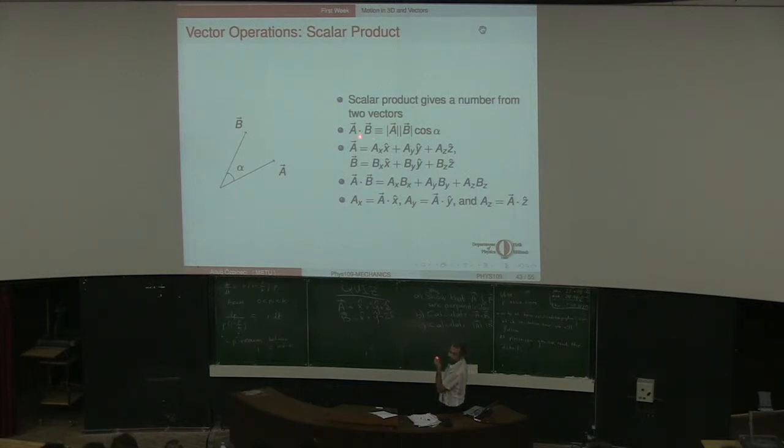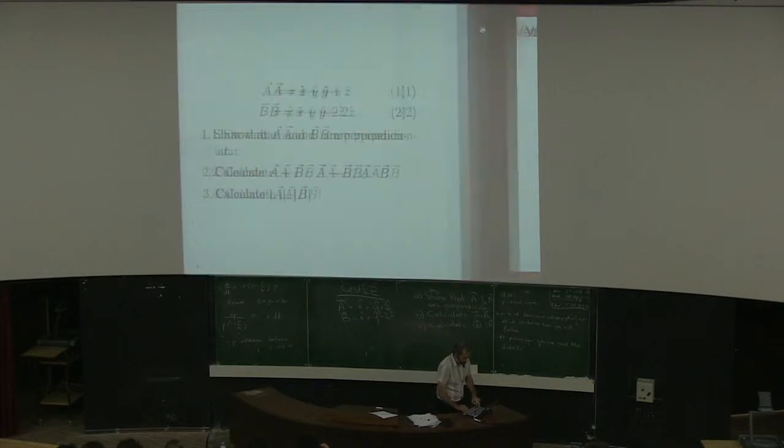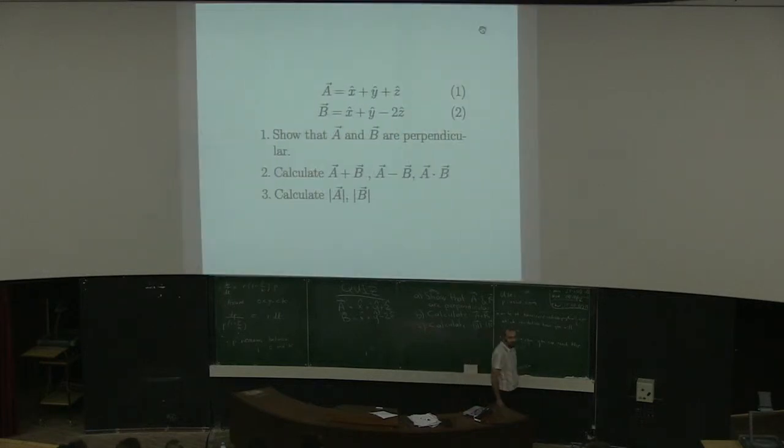If two vectors are perpendicular, it just means the angle between them is 90 degrees. Cosine of 90 degrees is 0. So if you take the scalar product of two vectors and find 0, then the two vectors are perpendicular. Basically, if you calculate this and find that it is 0, you have proven that the two vectors are perpendicular.